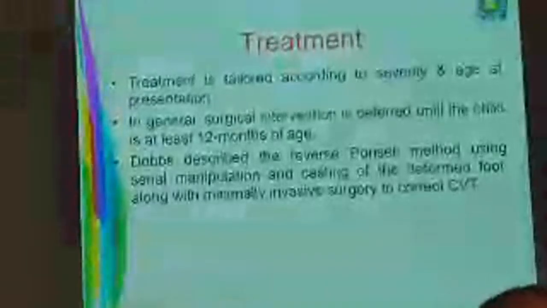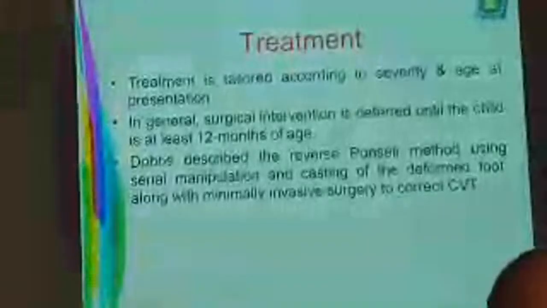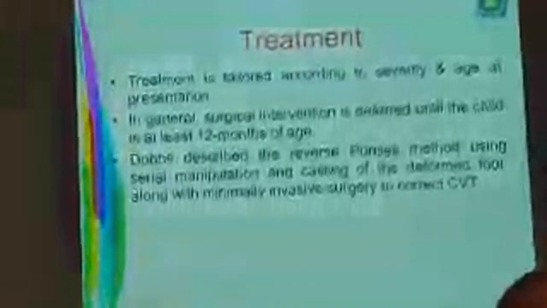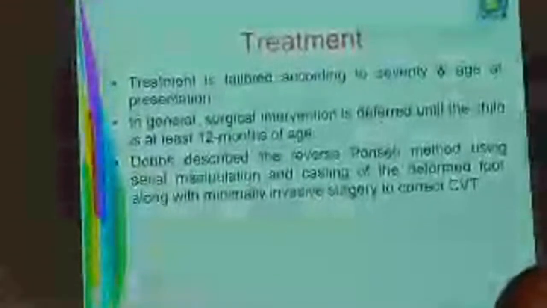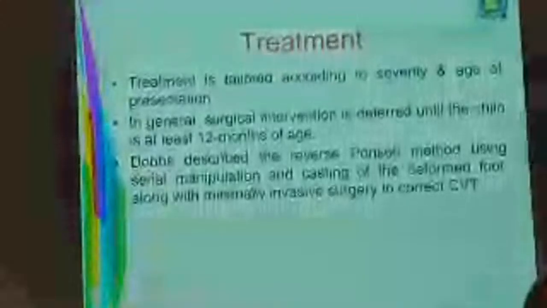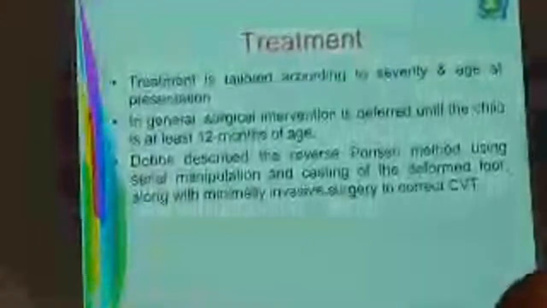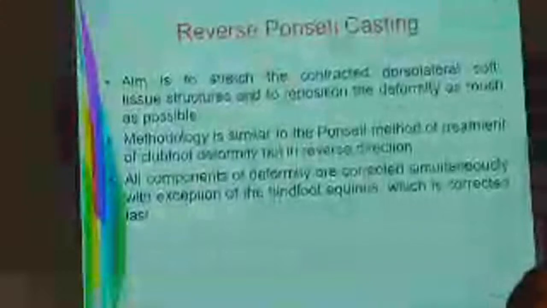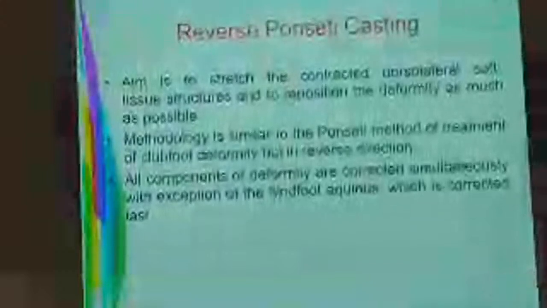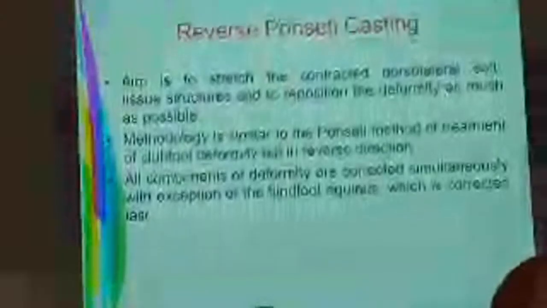Treatment is tailored according to the severity, age and presentation. In general, surgical intervention is required after the age of at least 12 months. Dobbs described the reverse Ponseti method using serial manipulation and casting of the deformity along with minimally invasive surgery to correct CVT. The reverse Ponseti technique aims to stretch the contracted dorsolateral soft tissue structures and to reposition the deformity as much as possible. The methodology is similar to the Ponseti method of treatment of clubfoot, but in the reverse direction.